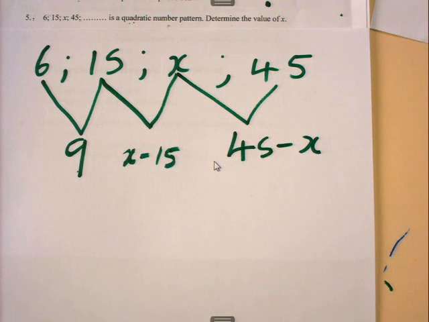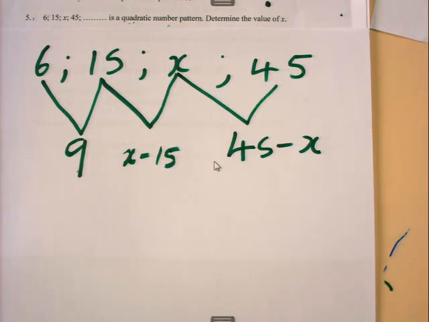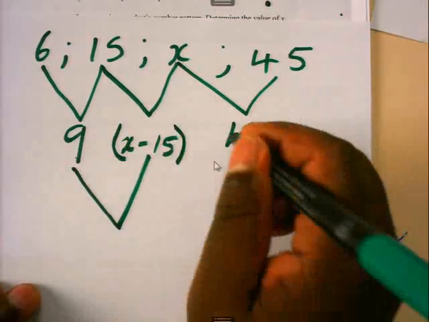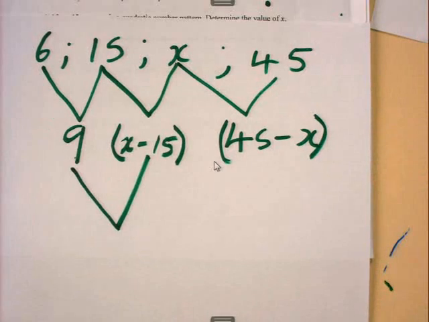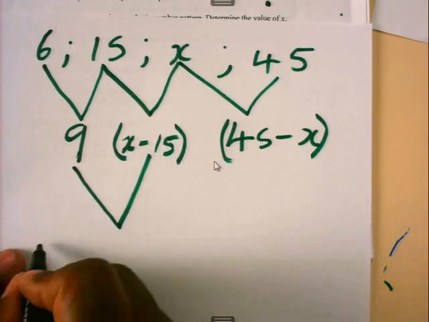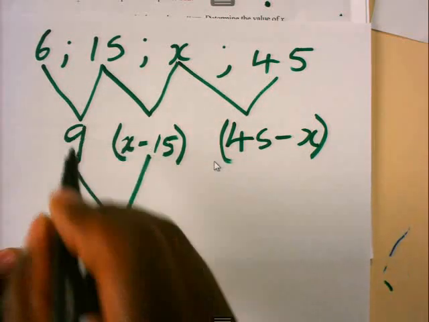And remember, when you talk of a quadratic number pattern, the second difference is common. So this is the first difference. Let's determine the second difference. We don't have to hurry, we need to relax. This is a term on its own, let's put it in brackets. So to determine the second difference, we say this term, subtract this one. X minus 15, you need to subtract 9.